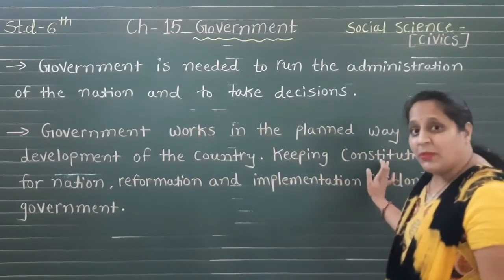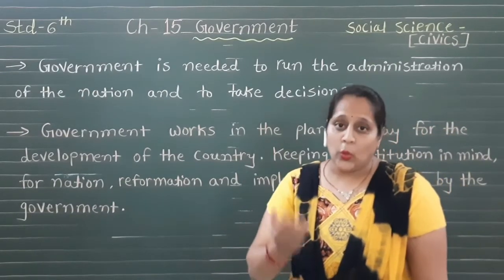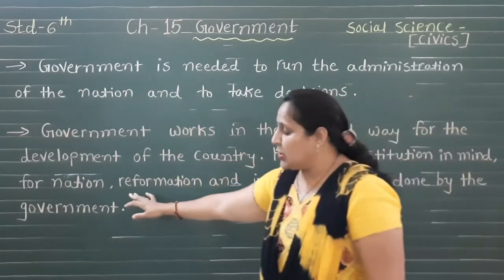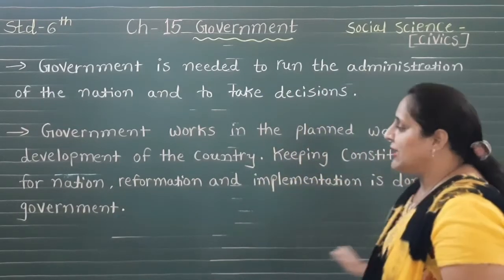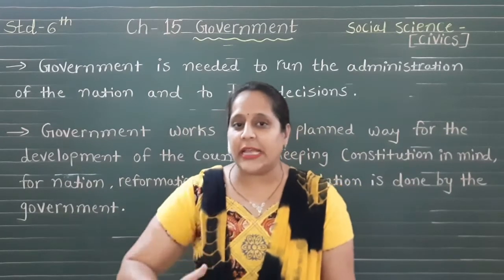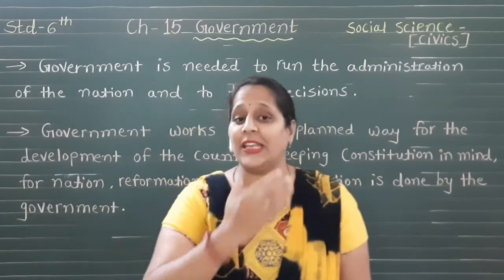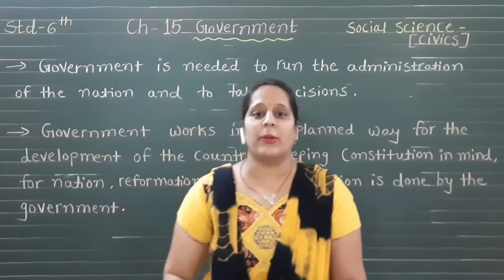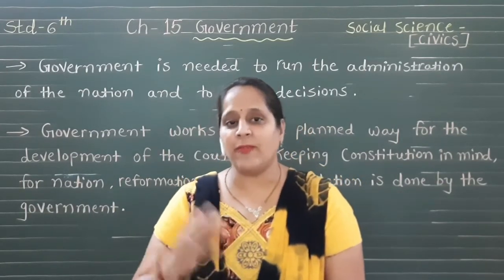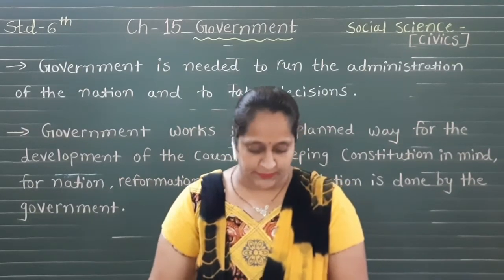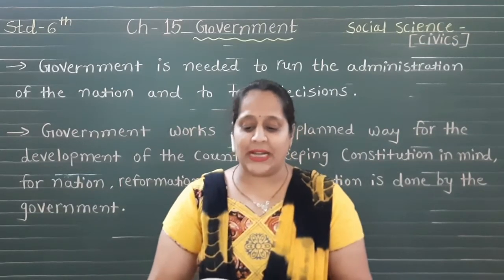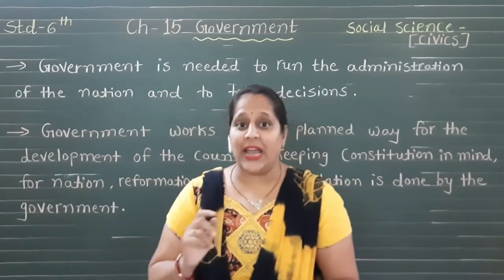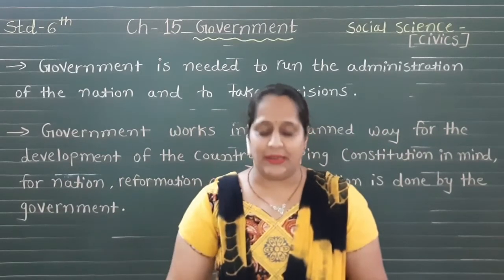Keeping the constitution in mind, what do you mean by constitution? Constitution means laws, rules and regulations, which are framed by the government. Keeping the constitution in mind, reformation and implementation is done by the government for the nation. Through the election, after the age of 18, citizens choose their representative. Why do we choose our leaders or representatives? Because they work for us. On behalf of citizens, the government will handle all the work. The government of our country is elected through voting by the people. After every 5 years, we hold an election in our country, and in this way we choose our leaders.